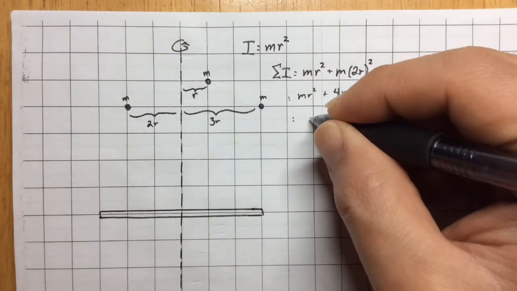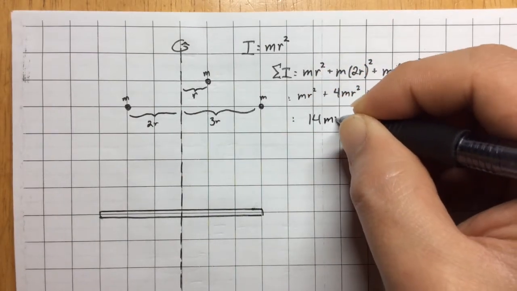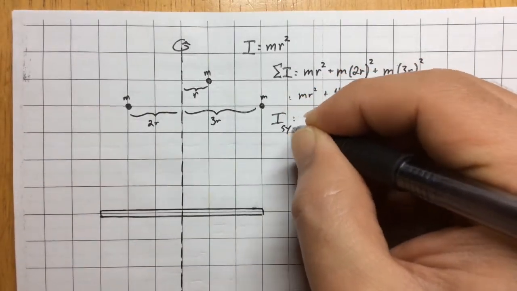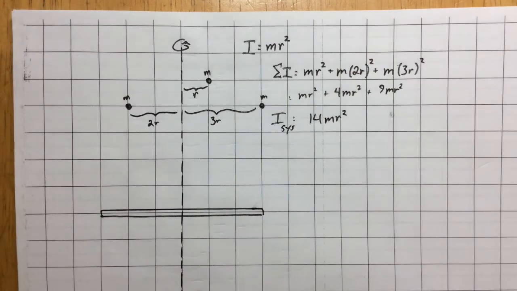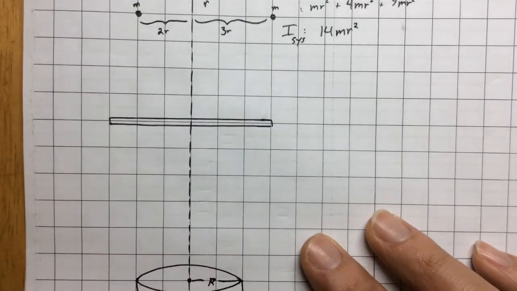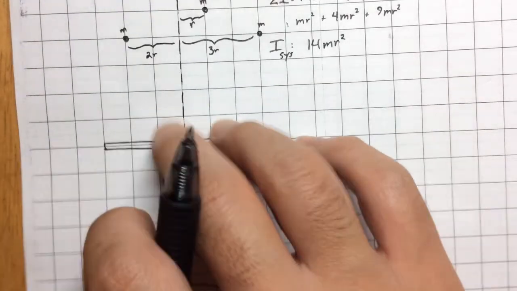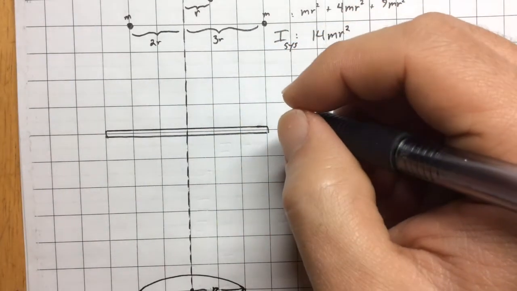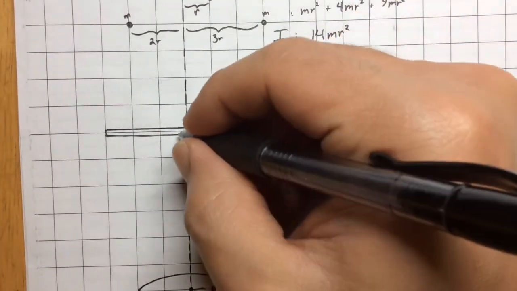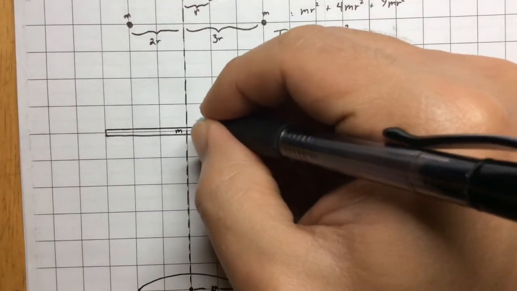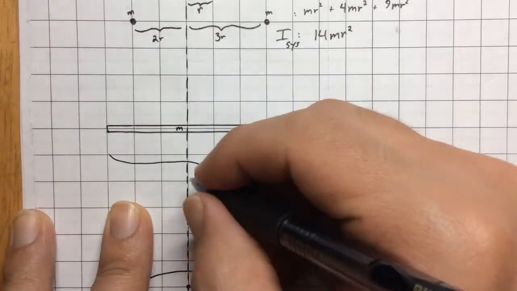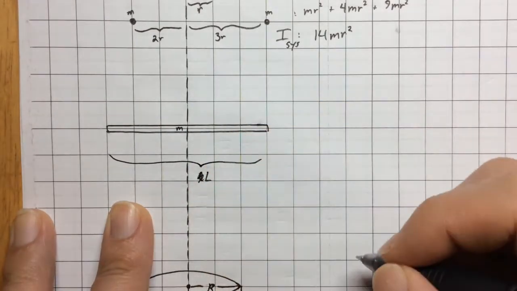14mr squared is the inertia of this system, and that's the simple, I'm going to add up all these point masses way. Now, as we get to objects, we need to figure out the inertia of objects that are not just point masses. But we treat it kind of the same way in a calculus sense. So here's a rod. It's of mass m, and it's of length L. Or we can even say capital L if you want.